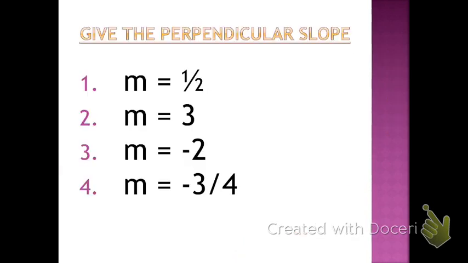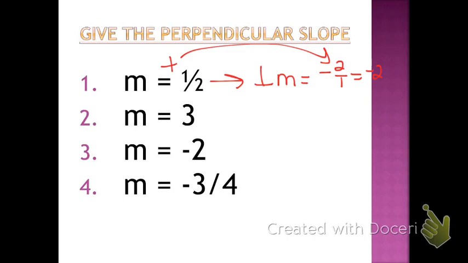So let's start with some quick practice of opposite reciprocal. If I had a slope of 1/2, then the perpendicular line would have a slope of -2 over 1, which equals -2. So opposite means if the first one was positive, then the new one is negative, and reciprocal, that's like where you flip the fraction. So 1 over 2 becomes 2 over 1. The numerator and the denominator swap places.